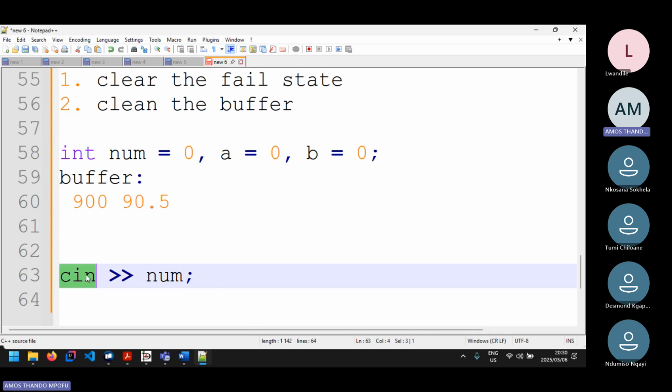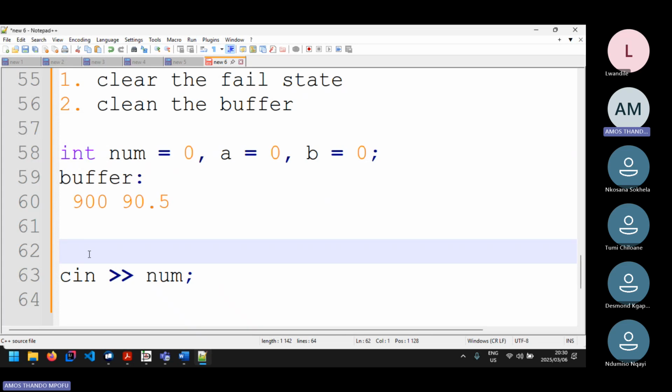Remember, cin ignores all the spaces. Don't worry about the spaces. It skips them. So there's that number. Now it's being transferred via what we call the standard input stream. I want you to think of the standard input stream as like a pipe. Imagine that number, you throw it inside the pipe, and that pipe has a label called standard input stream.